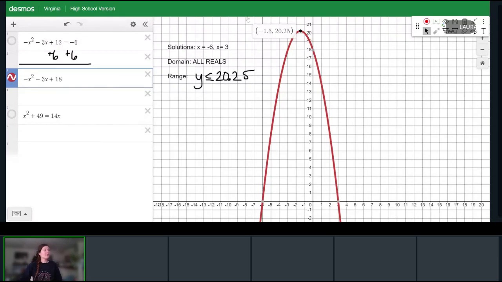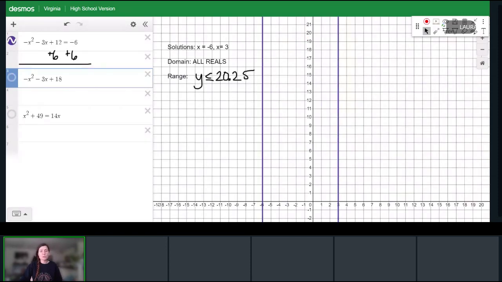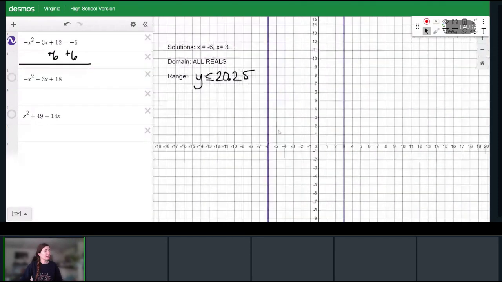Again, if you do not need to find domain or range, and you simply want to plug in what you were given, if you do so, you will still just look to find the solutions are where you hit the x-axis.